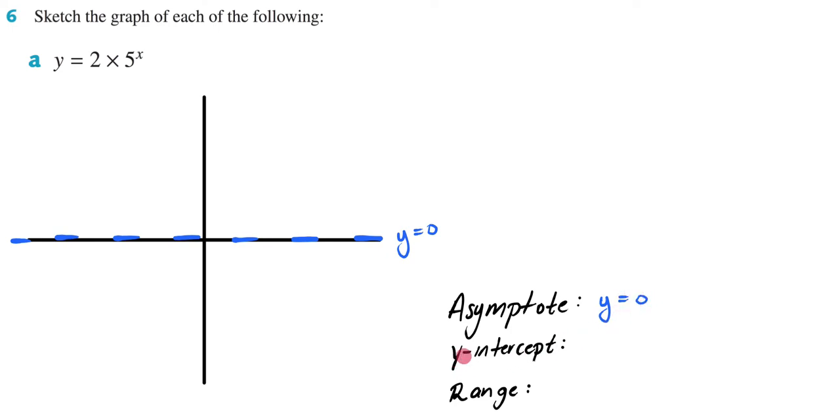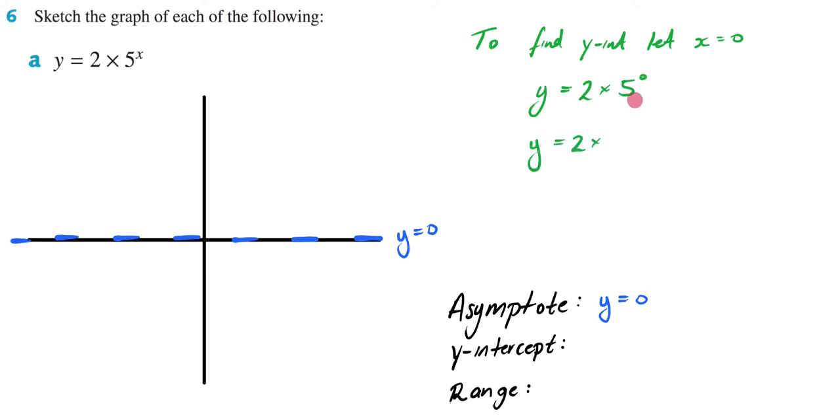That's going to be my asymptote. The next thing that I need to find is my y-intercept. Now, in order to do that, I'm going to say to find y-int, let x equal 0. So y equals 2 times 5, and instead of x, I'm going to write 0. So it's going to be y equals 2 times 5 raised to the 0, which is 1. So y equals 2.